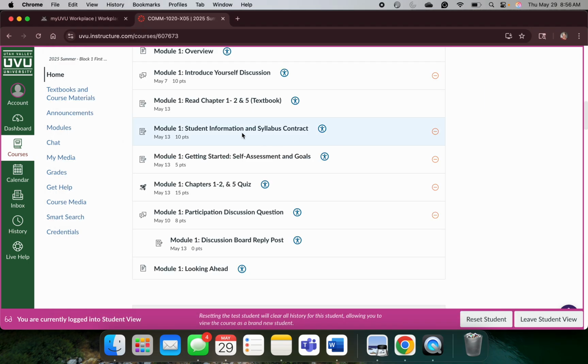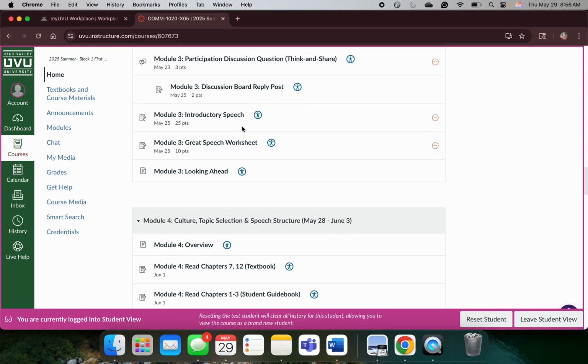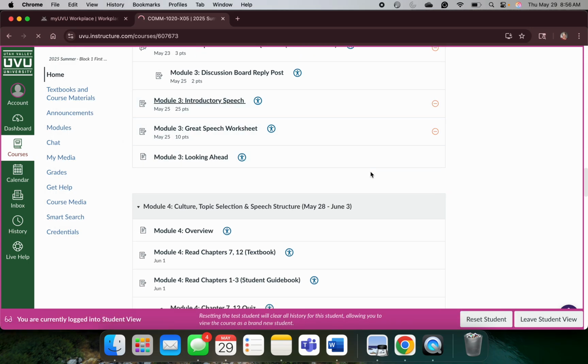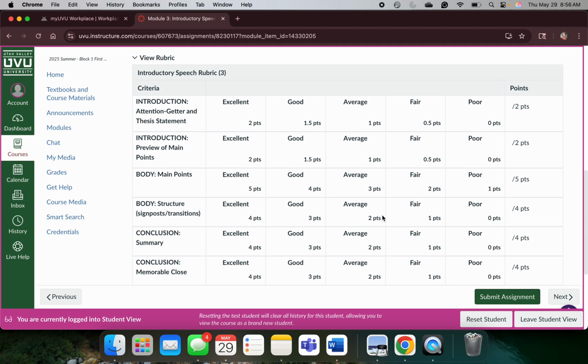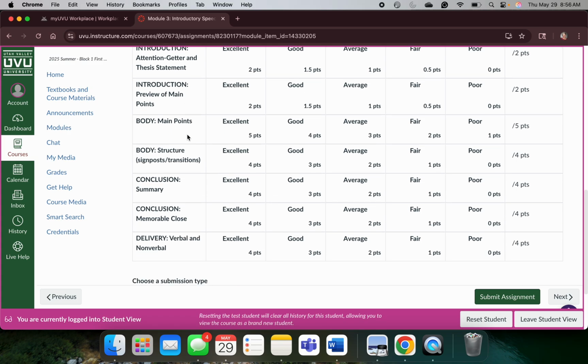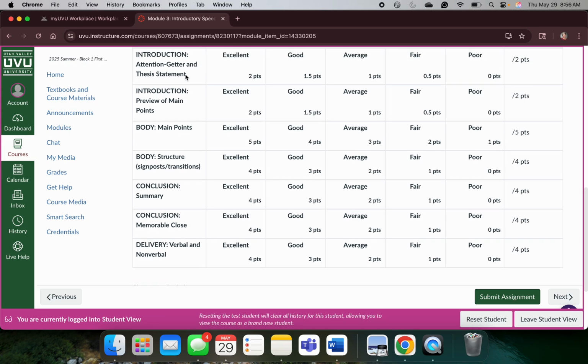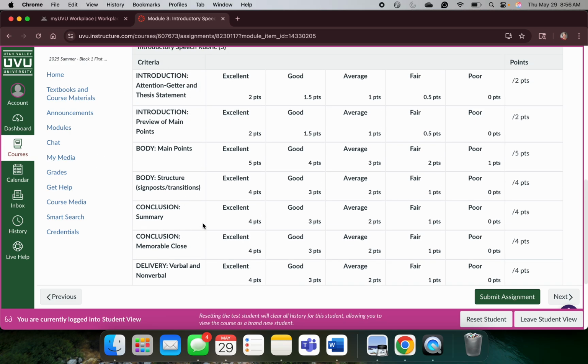Okay, so if we were to pop over to the introductory speech, so you should be working on your great speech this week. Let's look at this rubric. Notice how a major part of this rubric is actually the first paragraph and the last paragraph. We're looking for primacy. What are you saying to us in the beginning? And what are you saying to us in the end?